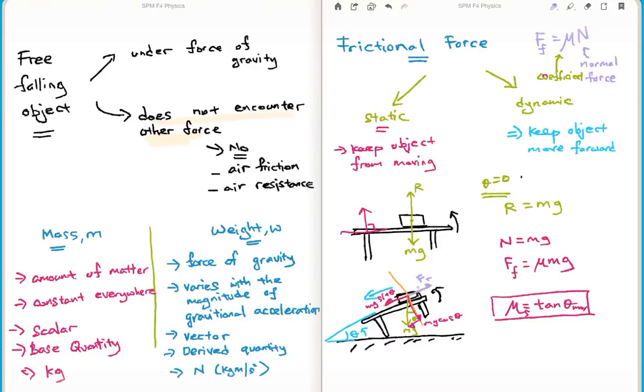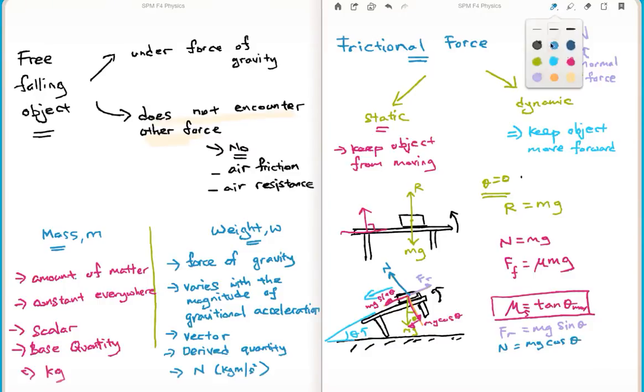Now, how am I going to do that? Here, before it starts to move, at impending motion, Fr is equivalent to mg sine theta. But based on the definition, frictional force is mu N. And N, the normal force, is the one going up here. This object is not flying up or going down, so N is equivalent to the normal force, please do not confuse with Newton. Newton is a unit, normal force is a quantity, and it is mg cos theta.